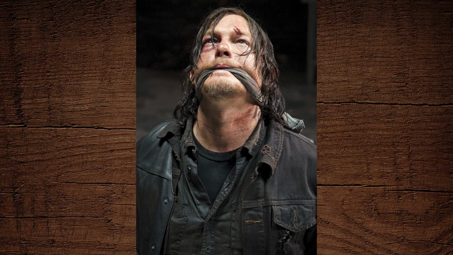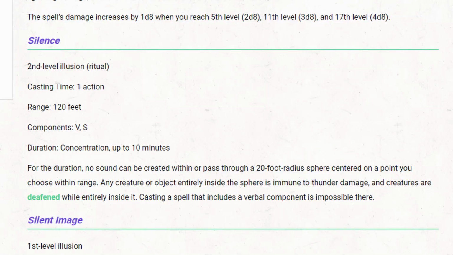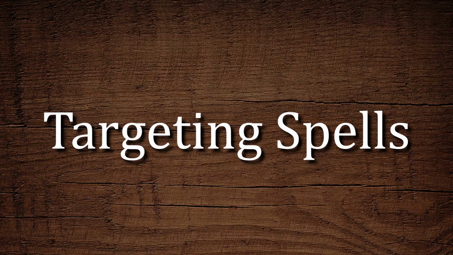If you're unable to speak for some reason, say the spell Silence is cast in your vicinity, you won't be able to perform the verbal component, and thus you can't cast the spell. Alright, that's all for components. Let's move on to targeting spells.